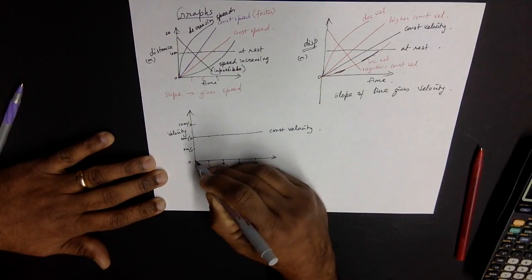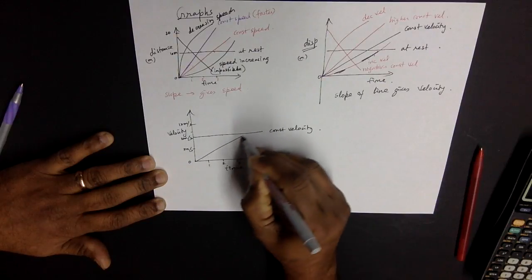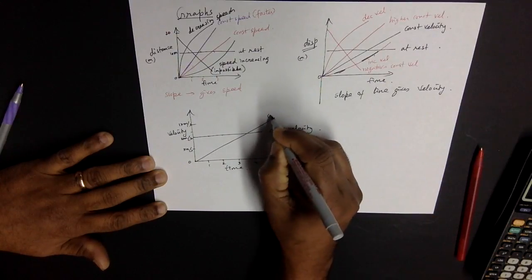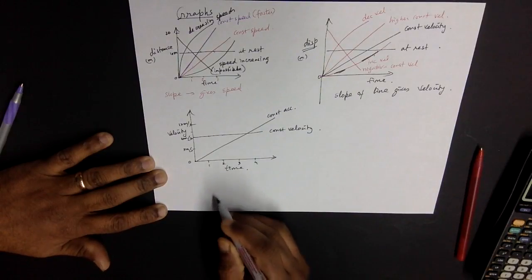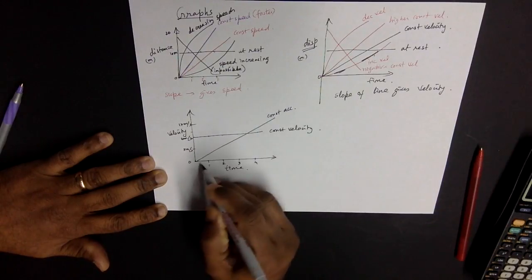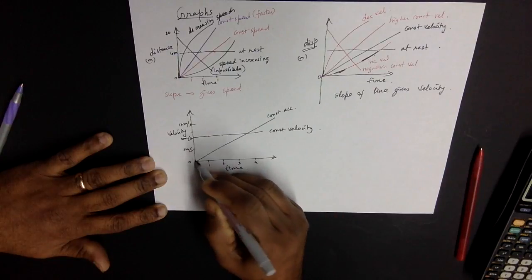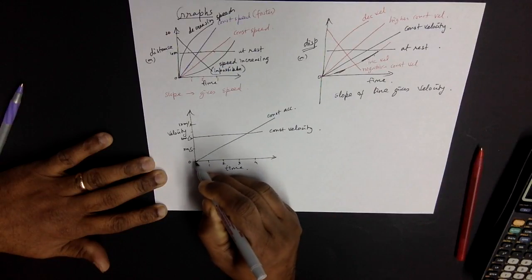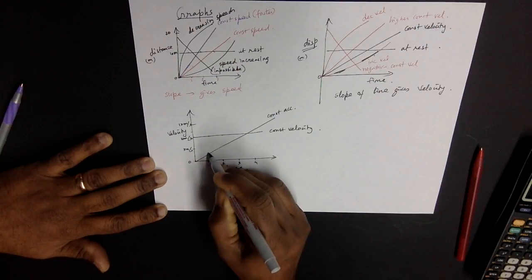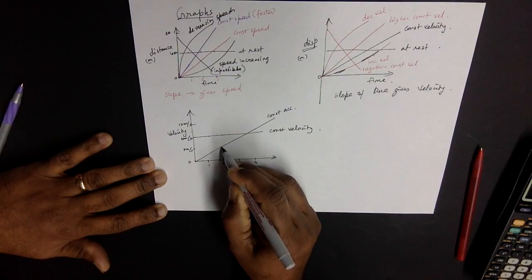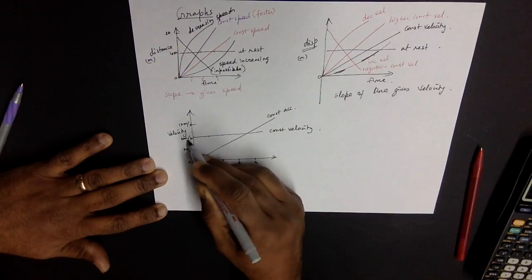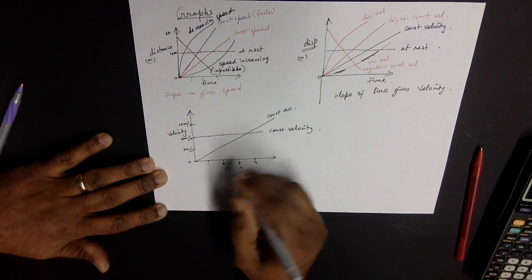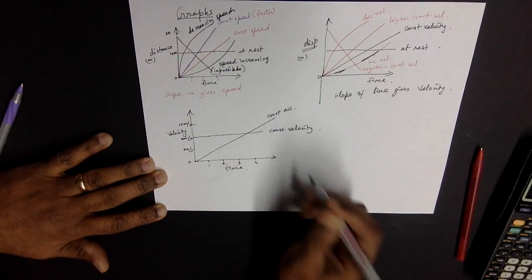And this line implies constant acceleration. So you can see that it's a continuous increase in velocity. So the velocity is changing. At 0 time it is nothing. After 1 second it's going here, at 2 seconds it's going here, 3 seconds it's going here. So the velocity is increasing continuously. So that is constant acceleration.